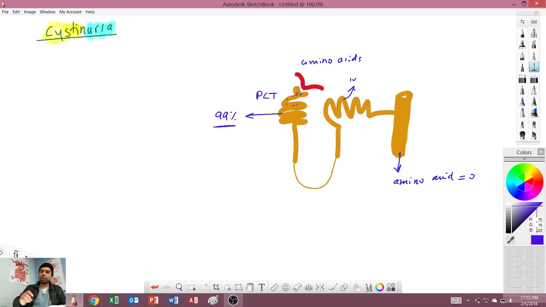So when we talk about cystinuria, that means there's some problem. We're unable to absorb cysteine, for example. That means cysteine accumulates within the nephron. It's not being reabsorbed, but there is a transporter specific for cysteine. It's known as the CoLA transporter. So cystinuria is CoLA transporter deficiency or defect.